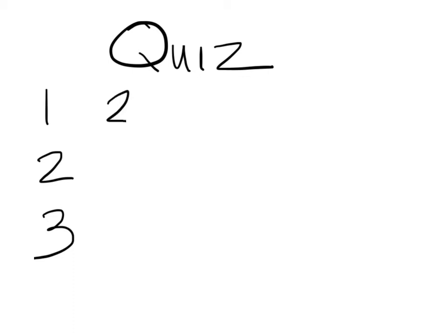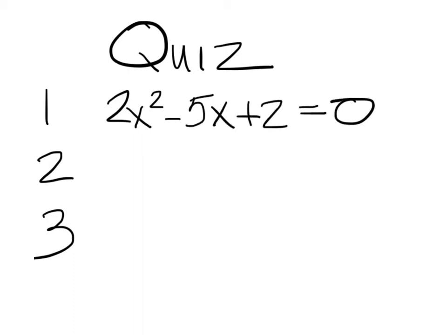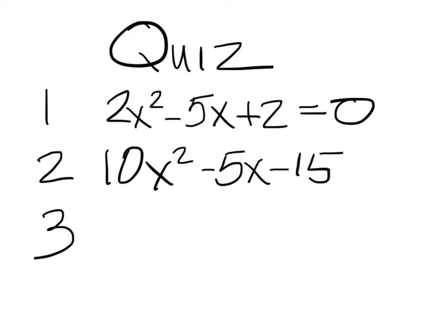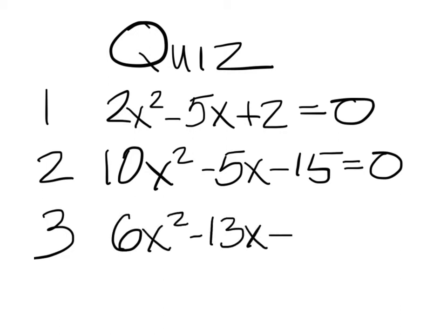This is a quiz, and it's going to have three problems. You only need to get one right. You only have to do one, but you can do all three if you want. All you need to put would be the solutions in the blanks on the quiz paper. The problems are 2x squared minus 5x plus 2 equals 0, 10x squared minus 5x minus 15 equals 0, and 6x squared minus 13x minus 15 equals 0.